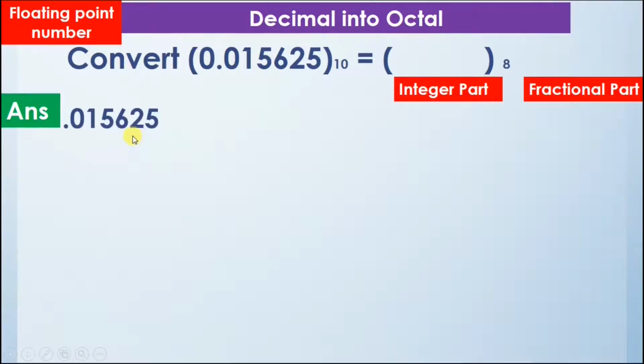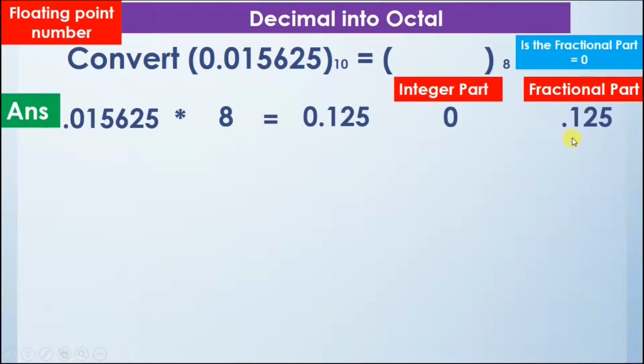So this is the number given and we multiply it by 8 because the base of octal is equal to 8, that's why. So we get the final answer 0.125. So here the integer part is 0 and the fractional part is 0.125. Is the fractional part equal to 0? No, the fractional part is not equal to 0. So we will take the fractional part and multiply it by 8 again.